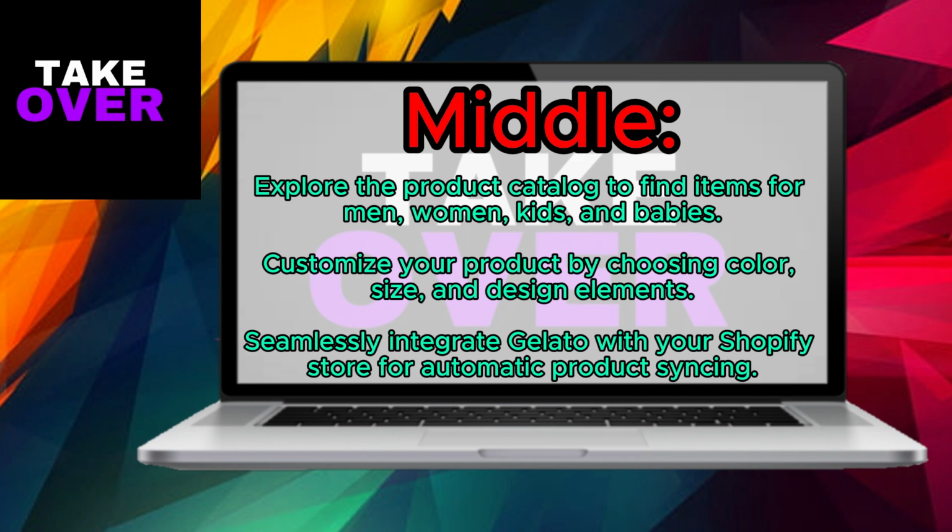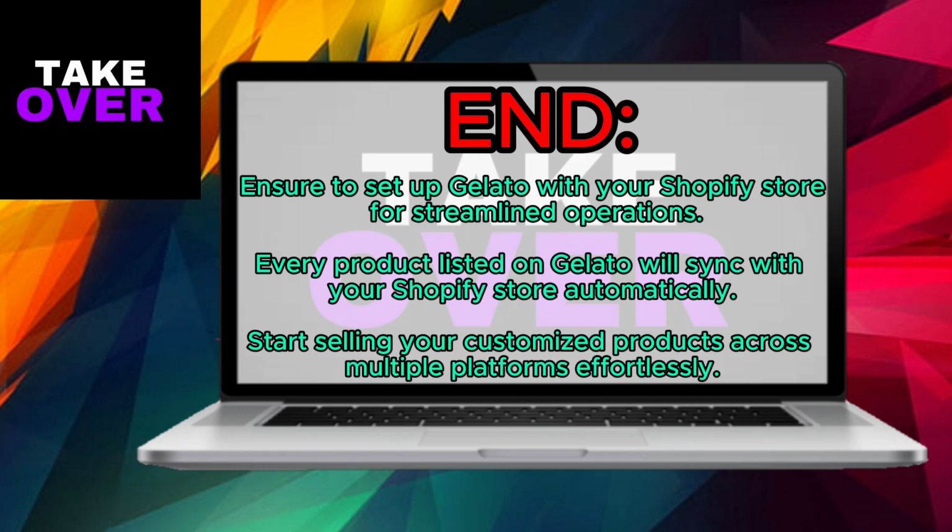On the product catalog, you'll find a variety of items categorized for men, women, kids, and babies, including clothing, tote bags, wall art, phone cases, mugs, and more. For example, let's design a t-shirt. Choose the desired color, size, and shipping location to set the price.